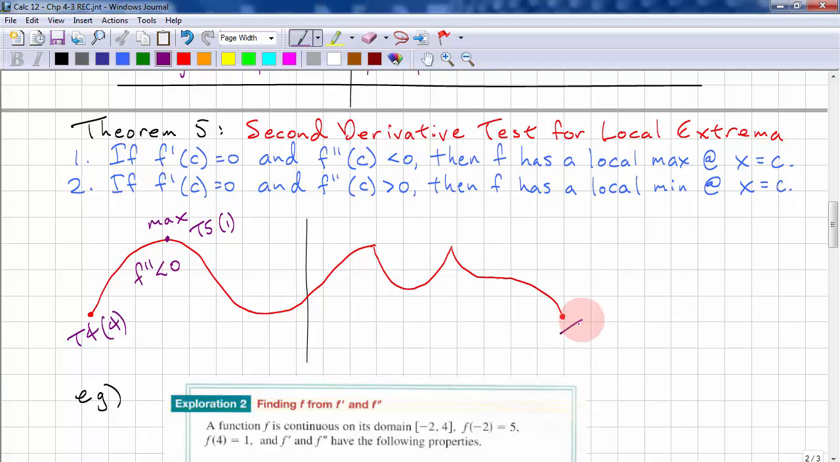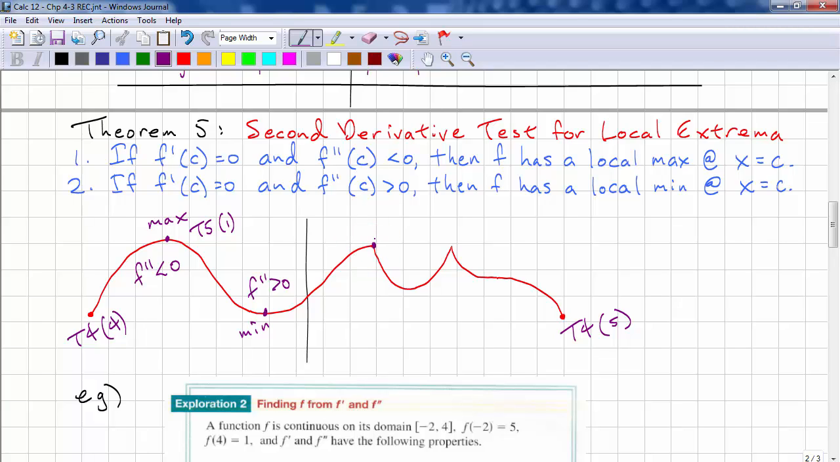And we might as well do this one. This is theorem 4, and it's a right endpoint. And the derivative is less than 0, so this is a min point. It's less than 0 to the left. Okay, here we have a min, and the second derivative is greater than 0.